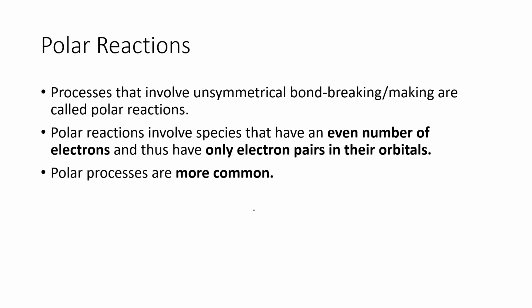Okay, so the next type of reaction is your polar reaction. Polar reaction is a process that involves unsymmetrical bond making or bond breaking, and these reactions involve species that have an even number of electrons. When you compare polar reactions with your radical reactions, polar reactions have an even number of electrons, and thus they only have electron pairs in their orbitals. These reactions are much more common.